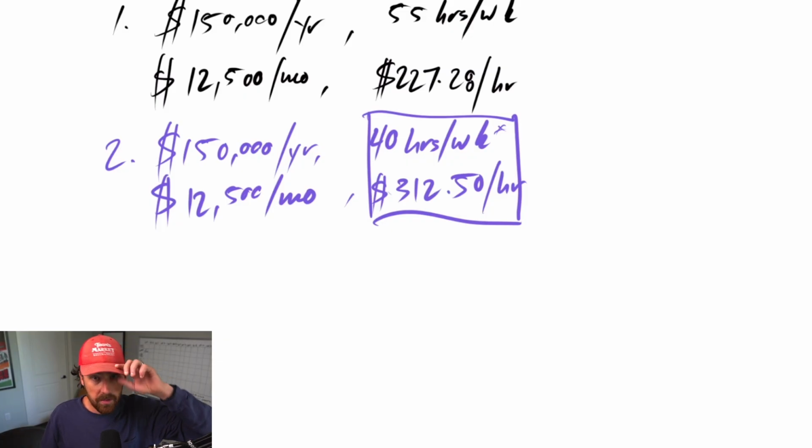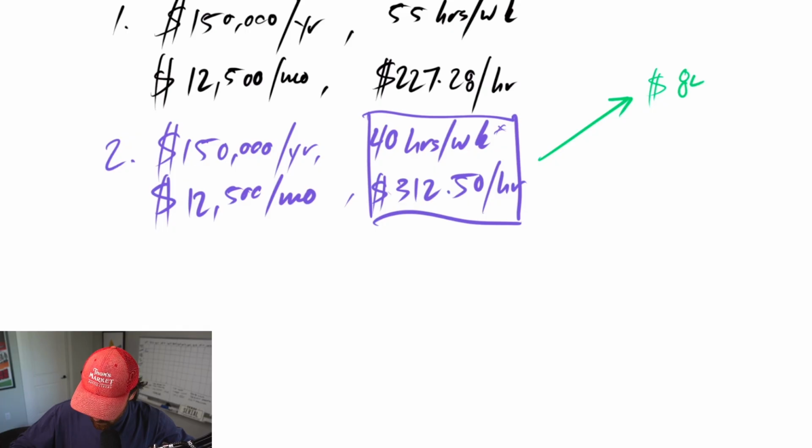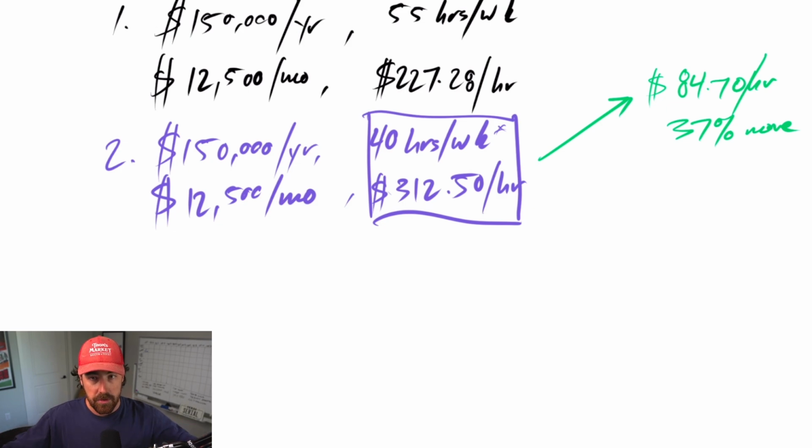Now, here's something to consider. This is a difference of $84.70 per hour, or 37% more efficiency, more outcome for the work that's being put in. That's a big, big, big pay raise, right?